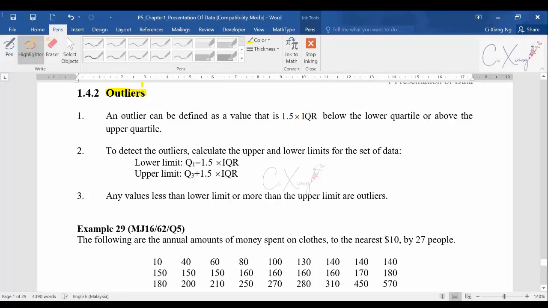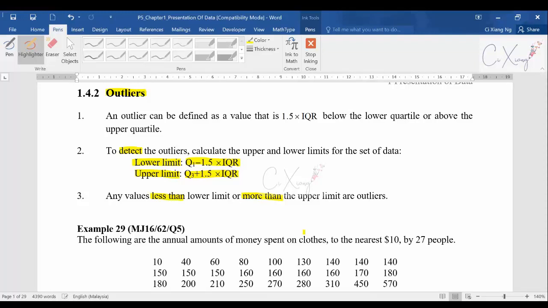To check for outliers, generally you need to know the limits first. To detect the outlier, you need to know the lower limit and the upper limit. How do we get the lower limit? The lower limit is Q1 minus 1.5 IQR, and the upper limit is Q3 plus 1.5 IQR. From here you get the lower and upper limits of your data. Then any value less than the lower limit or any value more than the upper limit, we call outliers. This is much more straightforward than guessing whether a data value should be considered an extreme value or outlier.